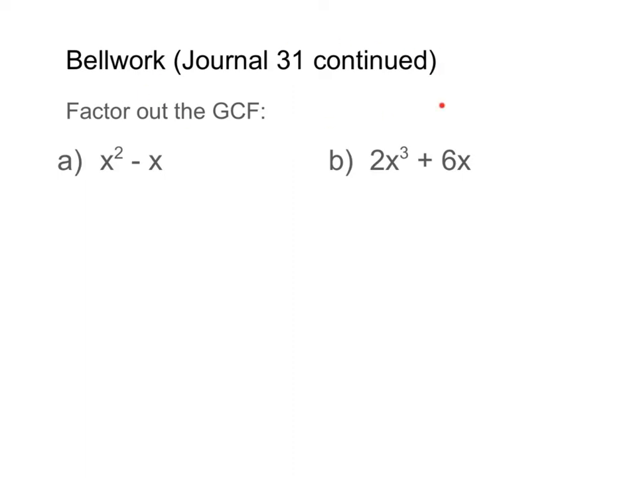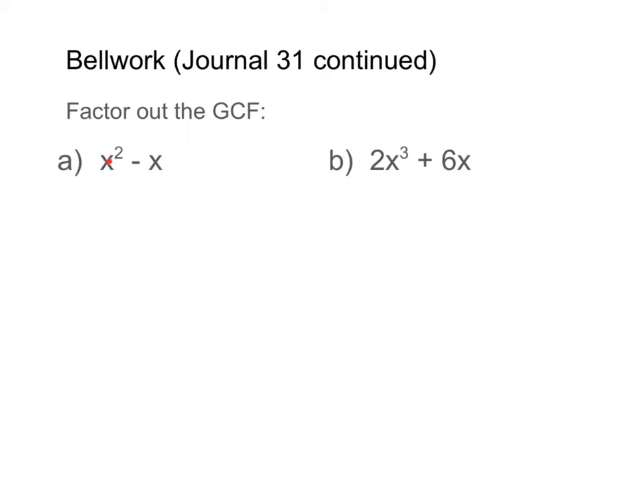Okay, so this journal here is actually a continuation of Journal 31, so just keep on adding to that journal entry. So we're going to start off with a bell work here, and it says factor the GCF. GCF is talking about the greatest common factor. What that is saying is you're going to take out or factor out as many x's or as much of the numbers as possible.